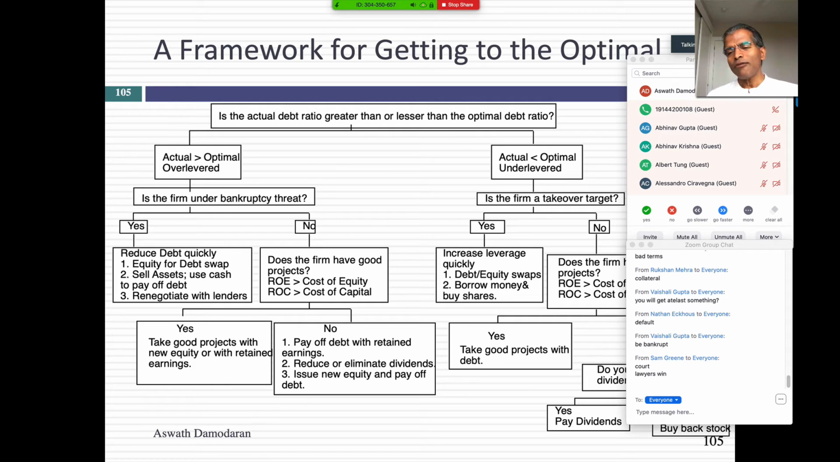So whether you have restrictions on dividends and buybacks is almost irrelevant. You should be using your money to bring your debt ratio down. And if you feel at some point in time opportunities are opening up where you can take positive net present value projects, use your equity to take those projects. So that's a big picture of the framework. Any questions? So think about your company, think about anything that comes on any of those branches, and let's talk about it. Any questions? Rukshan?